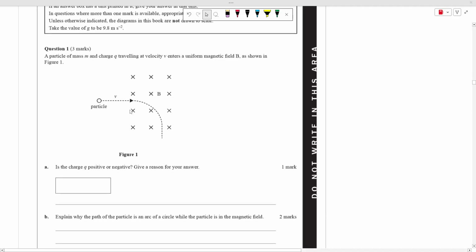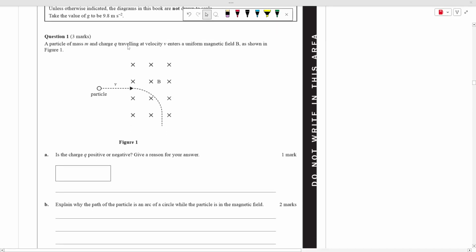Question 1. A particle of mass m and charge q travelling at velocity v enters a uniform magnetic field B as shown in figure 1. Is the charge q positive or negative? Give a reason for your answer. This should probably be 2 marks. I mean, you could probably just keep it 1 mark. You could just guess the answer and get it right. That's not proper physics.